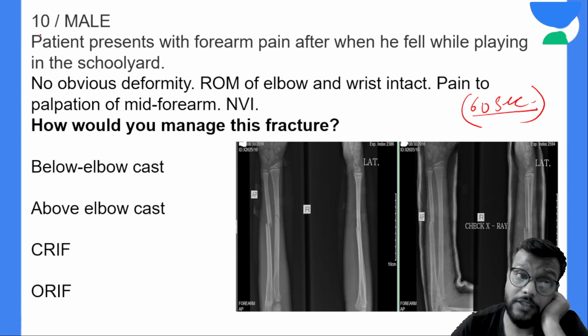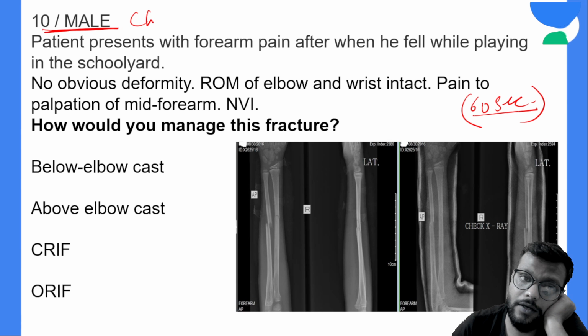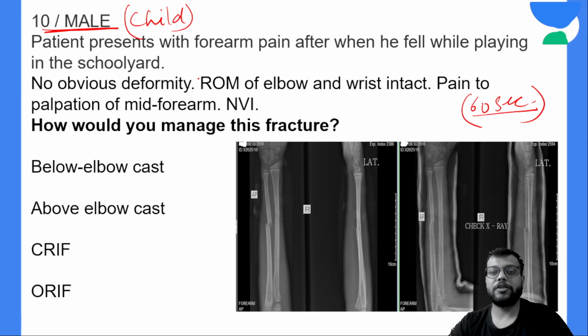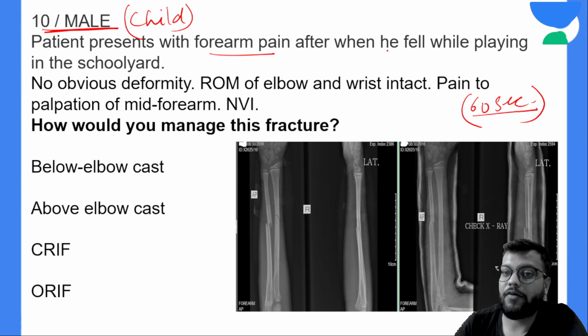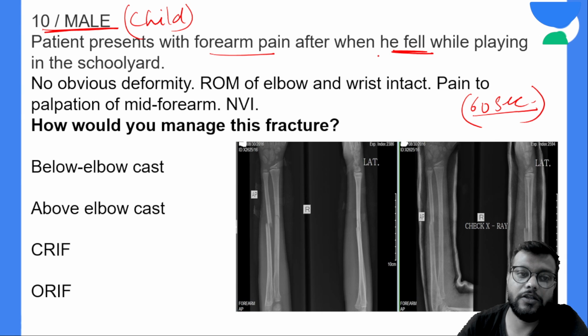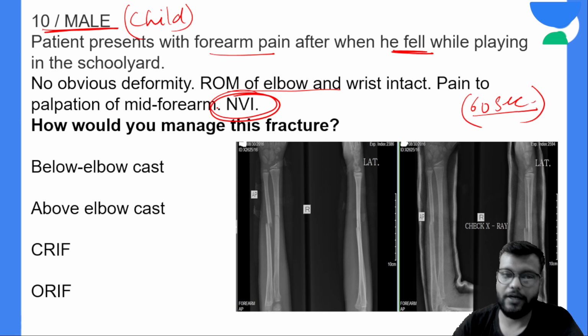Okay, so let's discuss a 10-year-old male, that is, a child. Patient presents with forearm pain after he fell while walking in the schoolyard. No obvious deformity. Range of motion of elbow and wrist intact. Pain to palpation on mid forearm. Neurovascular intact. How would you manage this fracture?